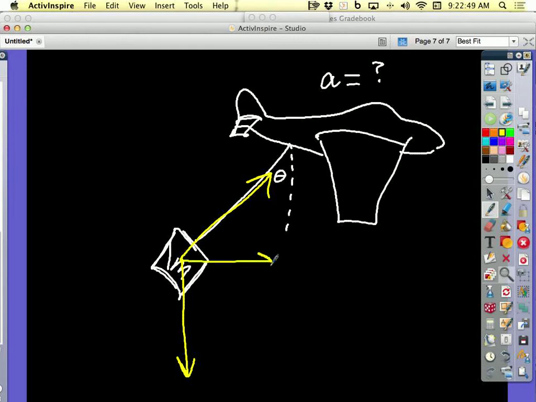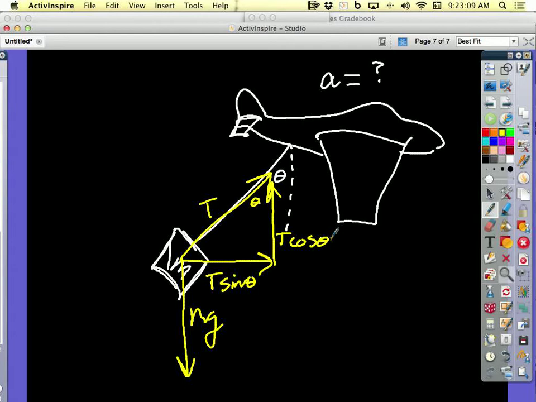And then this tension does this, because I got to crack this bad boy, right? And if that's theta, that means this is theta, yes? So then this is tension, this is mass times g, this is theta, this is T cos theta.